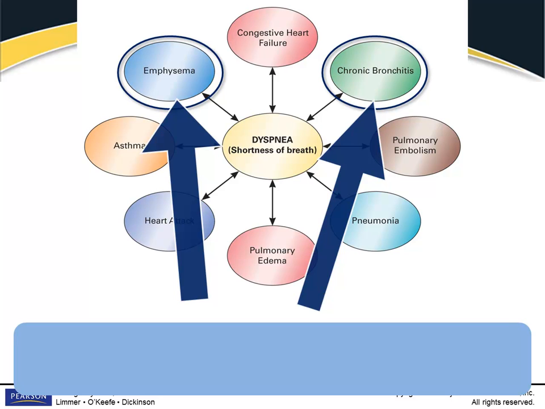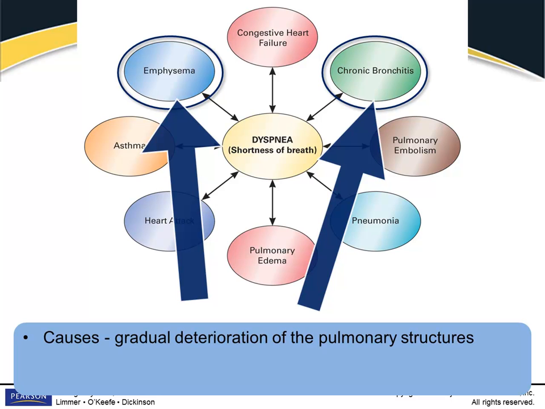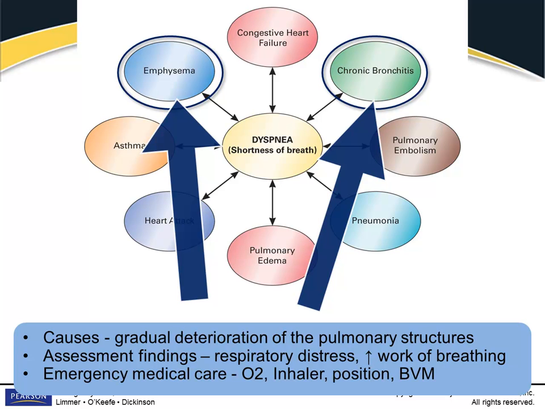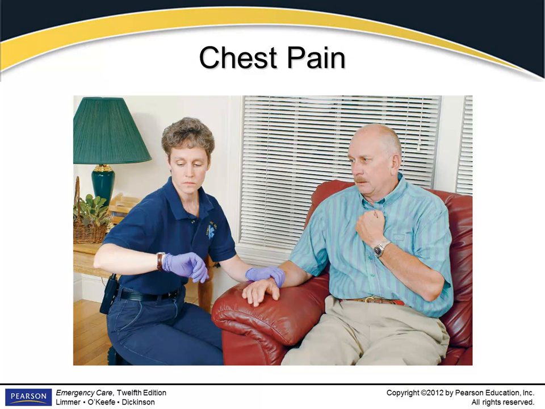COPD, which is going to be typically chronic bronchitis and emphysema, right? In these cases, there's a gradual change. That's why we call it chronic COPD. Respiratory distress, increased work of breathing. Treatment: if they have an inhaler, then you want to use that. But position them, and you may have to bag them sometimes.